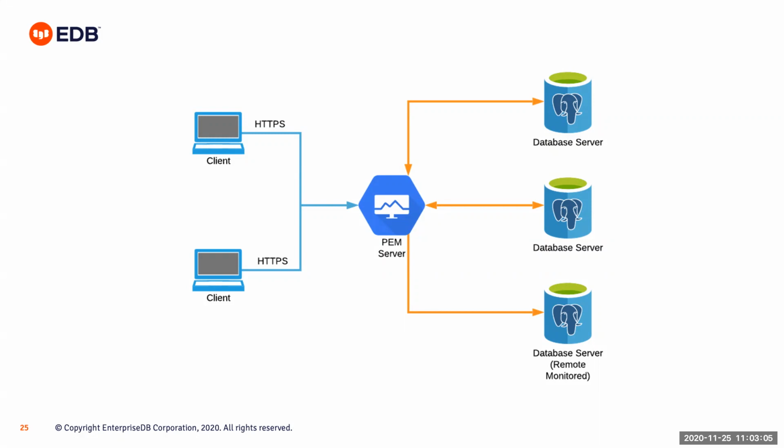If the web server running your PEM interface fails, then you can do a failover to another server that also has the web interface installed. The databases themselves, you would set up in normal high availability, so with synchronous or asynchronous replication and so on that we've already discussed.